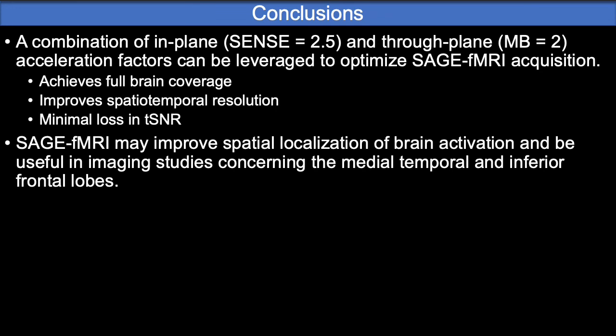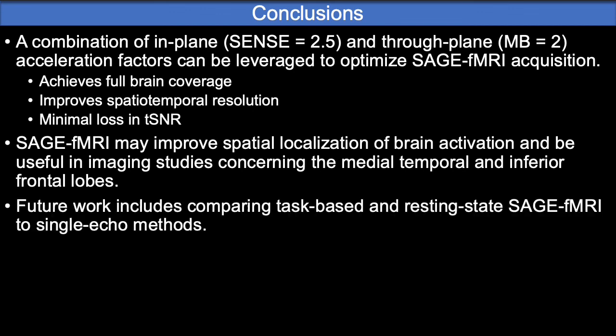SAGE fMRI may improve spatial localization of brain activation and be useful in imaging studies concerning the medial temporal and inferior frontal lobes. Future work includes comparing task-based and resting state SAGE fMRI to single echo methods.